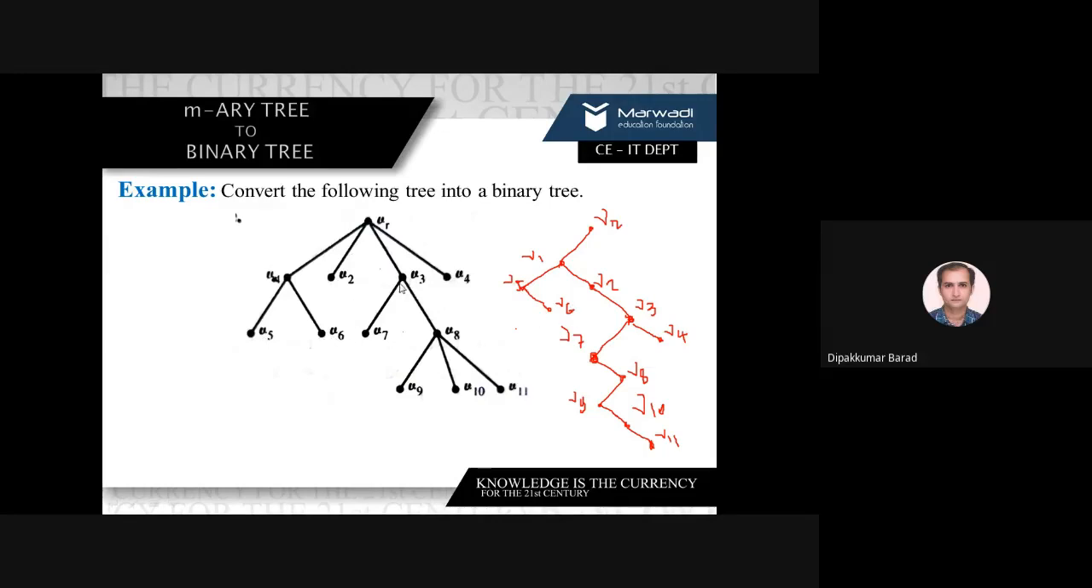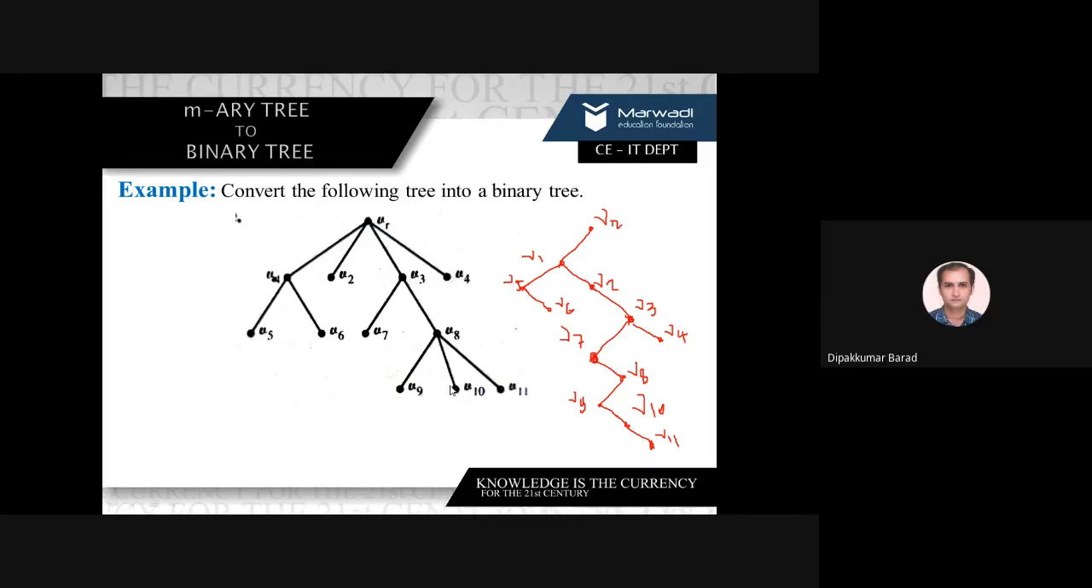And for V3 we have the left child V7. In a similar manner, for V3 we get the left child V7. V7 and V8 are siblings, so V8 is the right child of V7. Then you look again at V8, which has V9 as the leftmost child. So again V9 is the left child we have taken, and these are the siblings.